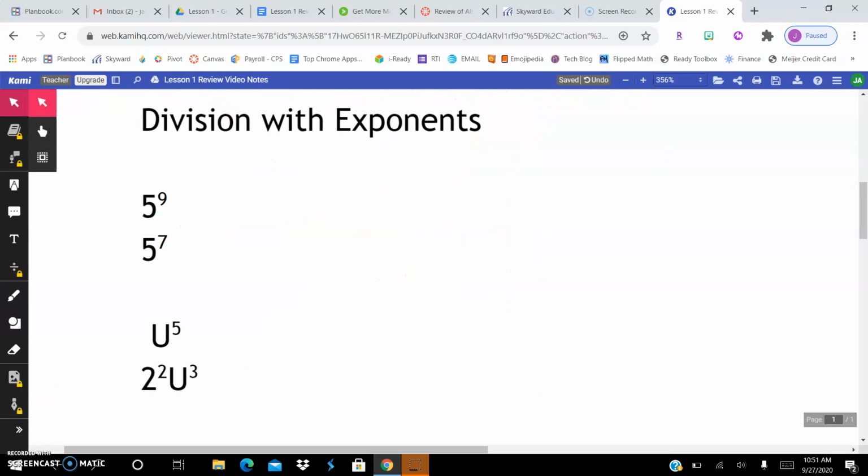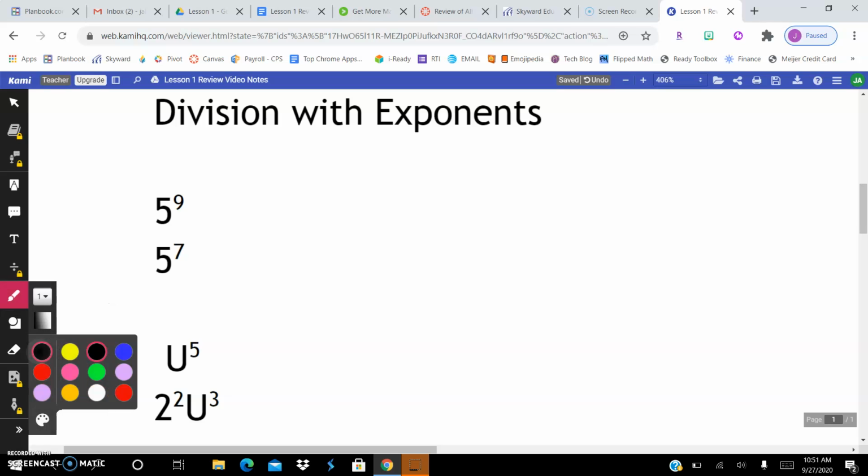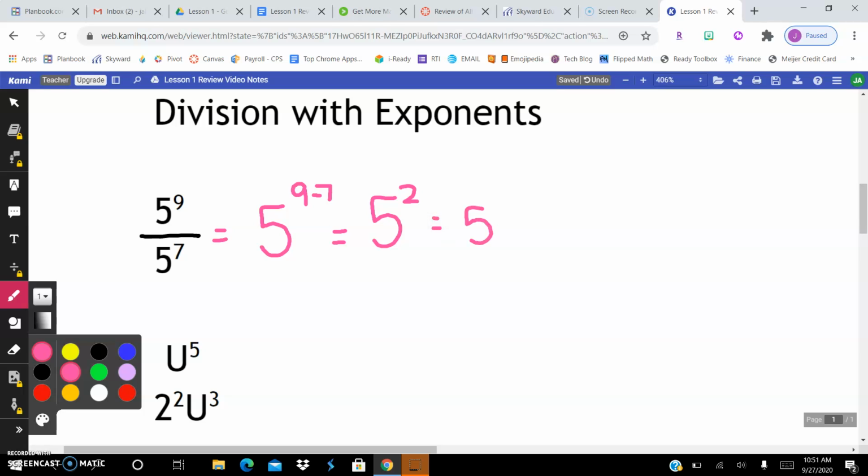Moving on to division with exponents, we are going to subtract the exponents. So in this case, we're going to keep the base of 5 and then subtract the top exponent minus the bottom exponent. And 9 minus 7 is 2, so we have 5 to the 2nd power, which is really 5 times 5, and 5 times 5 is 25.